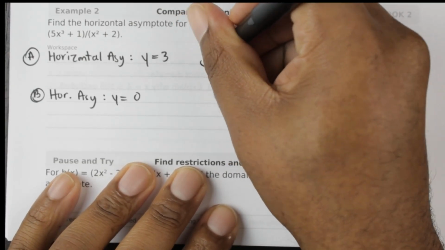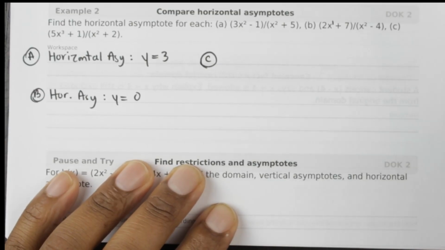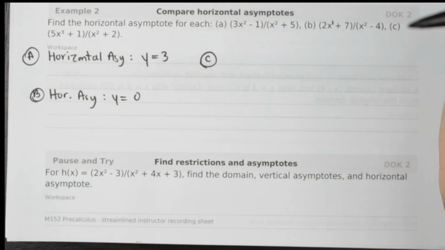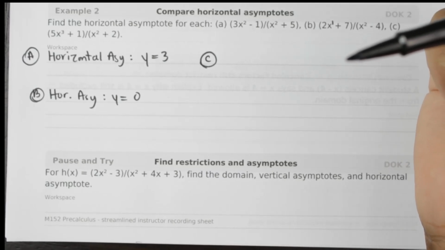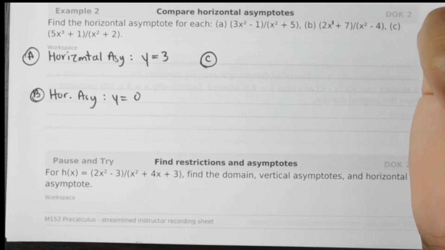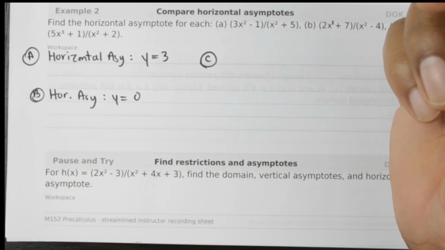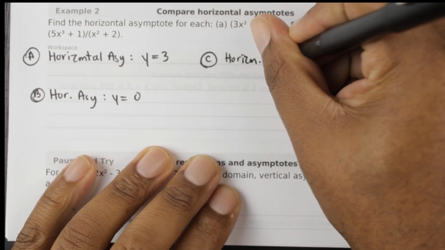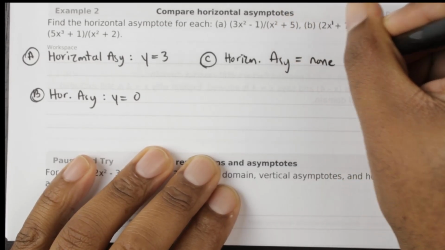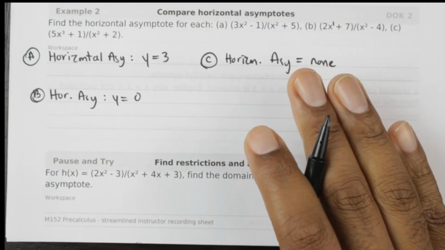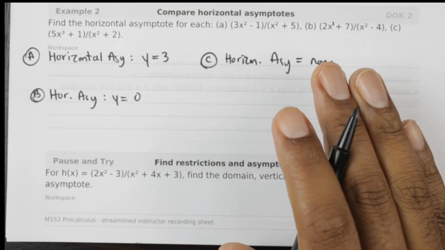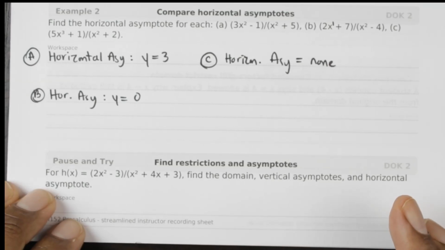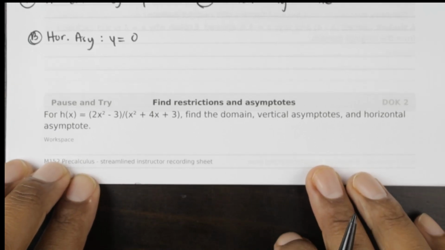And part C, the numerator has a degree of 3 right here, and the denominator has a degree of 2. So the numerator is larger. When the numerator is larger, there is no horizontal asymptote. Okay. Make sure you review this. Now, in this case, the graph may have another type of asymptote later, but it does not have a horizontal asymptote. Okay. Pause and try the problem at the bottom.